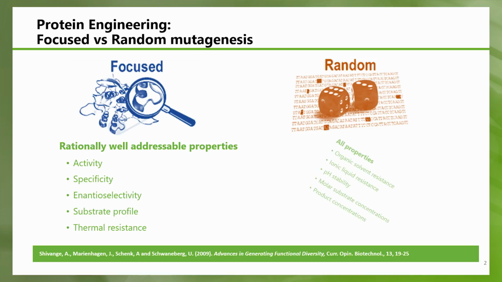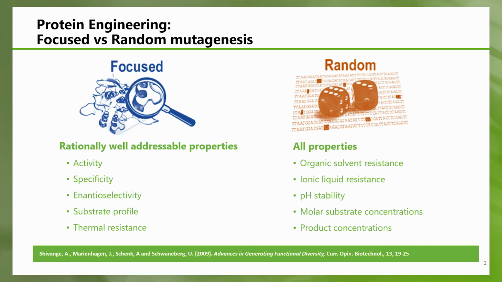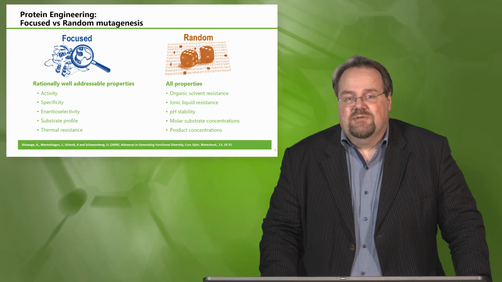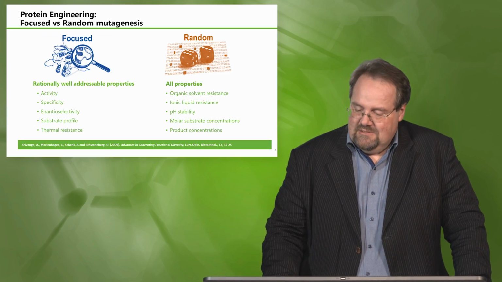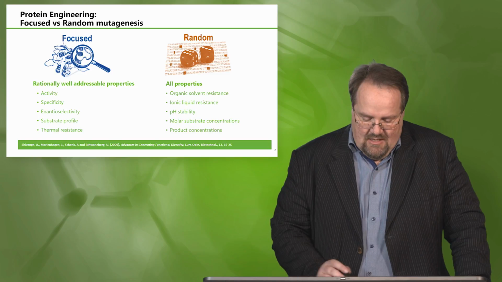However, there are properties that are not so well understood on a rational basis, and for these you can use random mutagenesis methods. This would be properties like organic solvent resistance, resistance against salt, pH stability, but of course you can use random mutagenesis methods also to improve activity, selectivity, or substrate profiles.